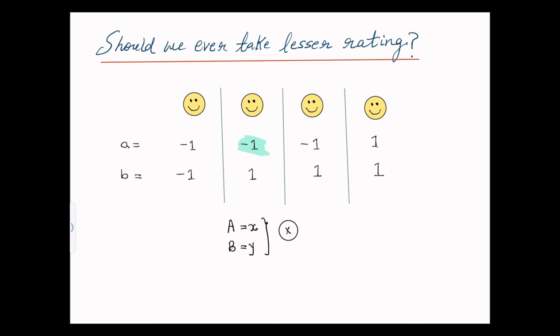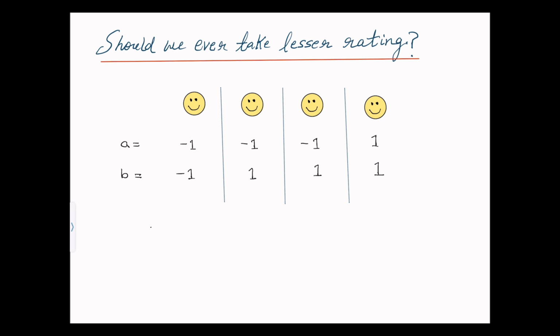Now let's say the final answer would not have been X, but Y, which means it was the rating of the second movie. Again, in this case, we are leaving the opportunity of adding a +1 to B. So the final answer would have been Y plus 1. Again, it will still be more than the answer that we have got by taking this. So that's why we should never be taking the lesser rating. We should always be taking the higher rating. Therefore, we will approach this problem greedily.